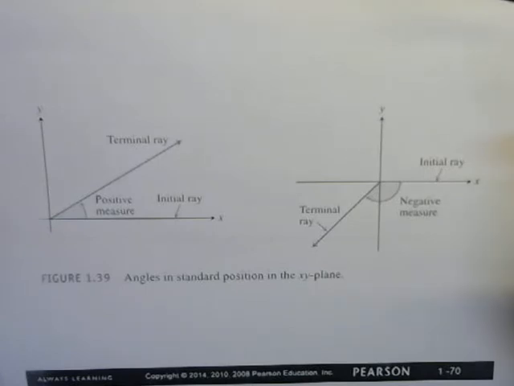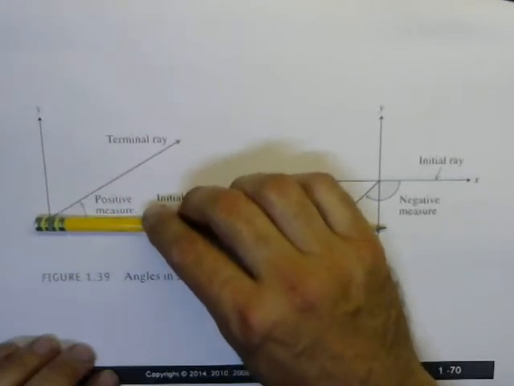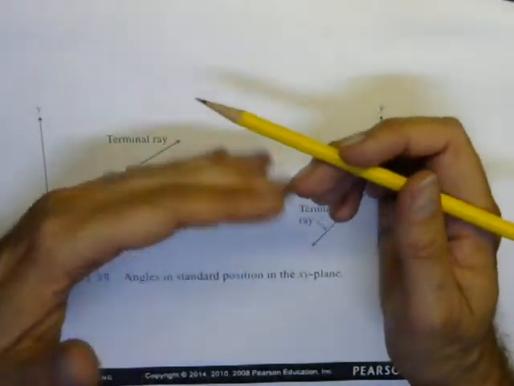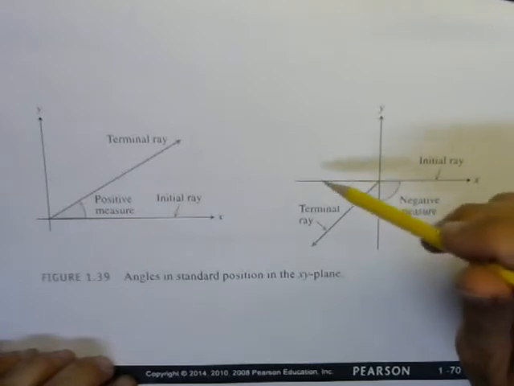So remember that as far as measuring angles, an angle is in standard position if its initial side is on the x-axis, and then remember, angle measure is positive if you're rotating in a counterclockwise direction, and it's negative if you're moving in a clockwise direction.